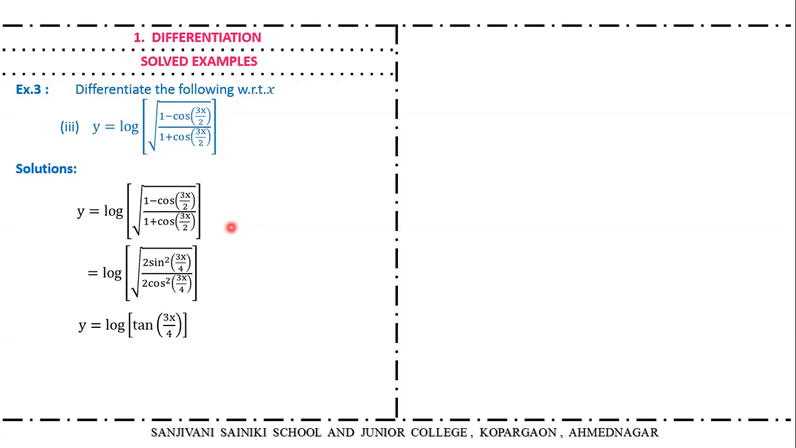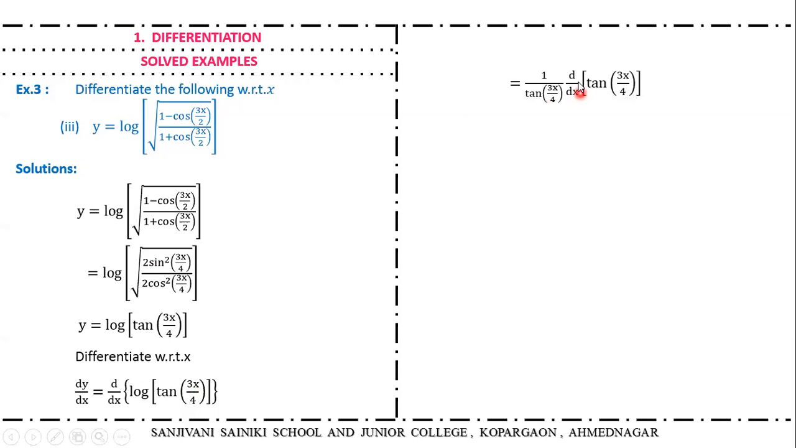That root also will get cancelled. Log of tan 3x by 4 will remain. So differentiate with respect to x, d by dx of this. So I will treat it as log of f of x. So derivative of log of f of x is 1 upon f of x into f dash of x.